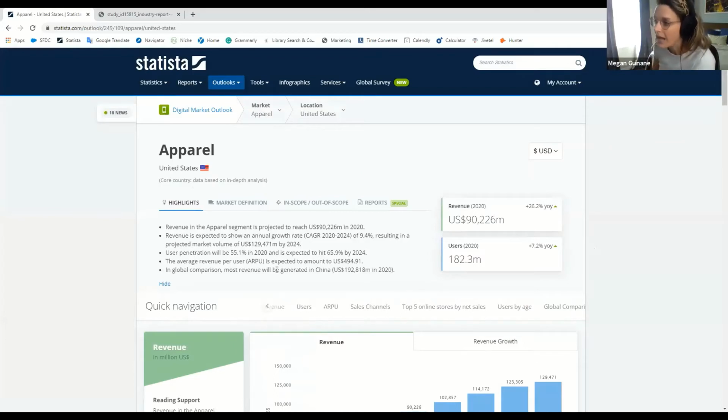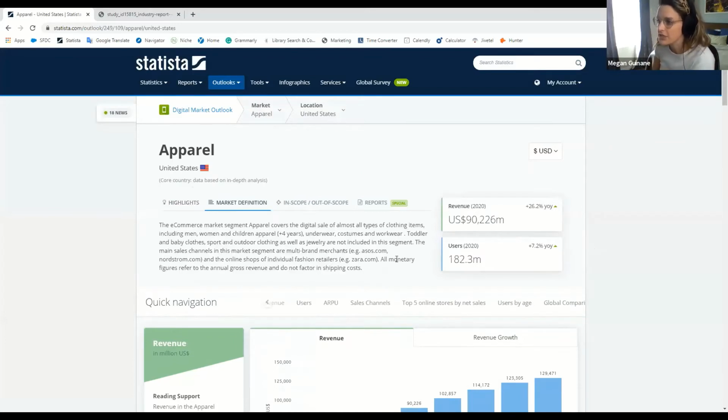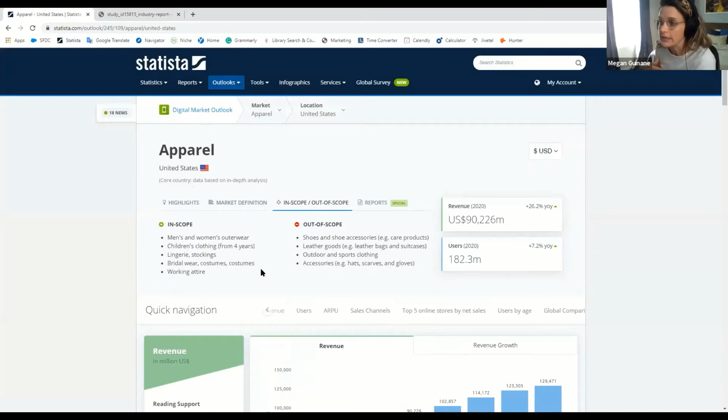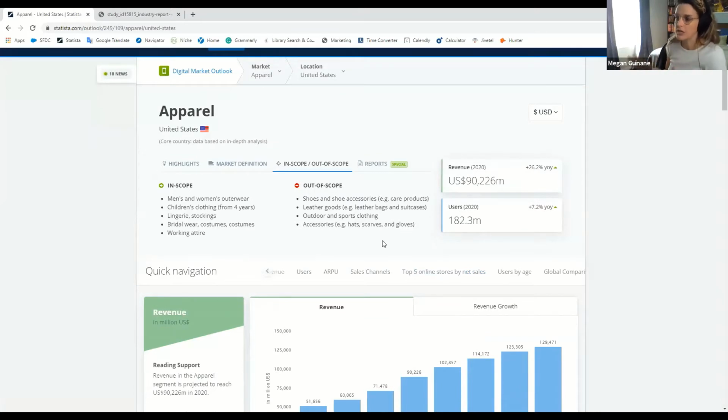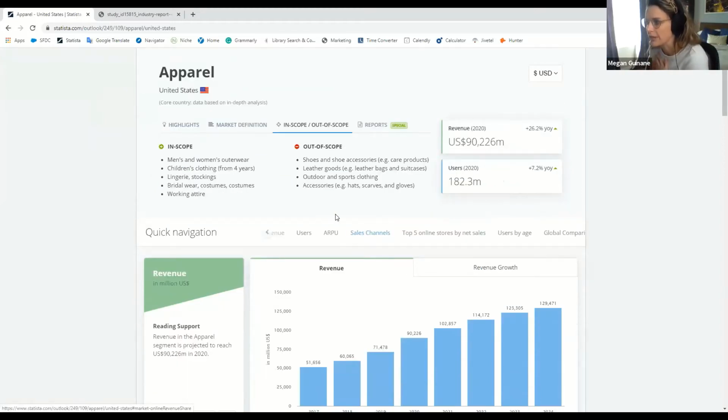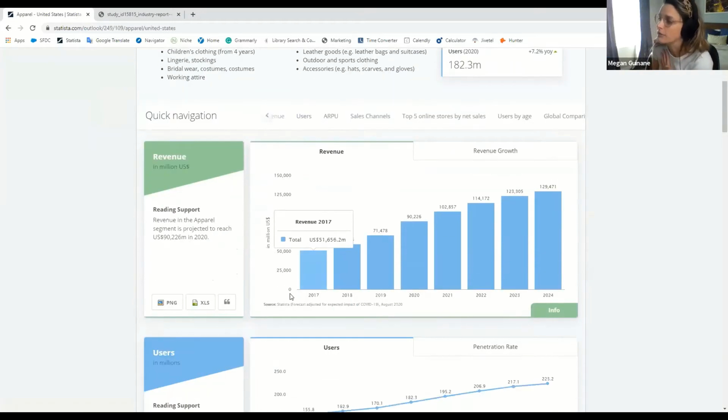So here's some highlights. Market definition, so clothing items sold online. So this is including outerwear, children's clothing, but not baby clothing, bridal wear, costumes, working attire. But we're not talking about shoes and accessories, or leather goods, or outdoor and sports clothing. And then you'll get to see the revenue growth.